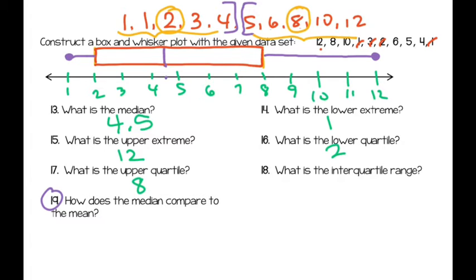Now, what is the interquartile range? You're going to take your 8 and subtract 2 and you're going to get 6. So 6 is your answer, not 8 to 2 or 2 to 8, it's 6.